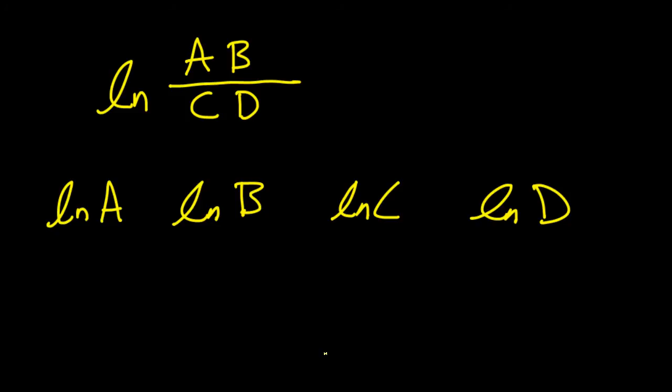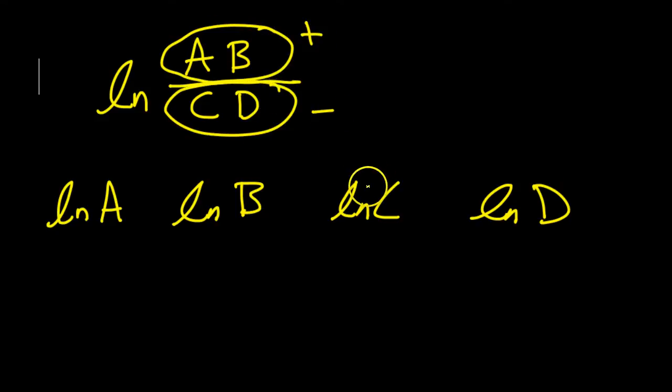Nice job, Cody. If it's on the numerator, it's going to be positive. If it's on the denominator, it's going to be negative. So your A and your B terms will both be positive. I'll just leave that blank as a positive. The C and the D terms will have to be negative. That's key.